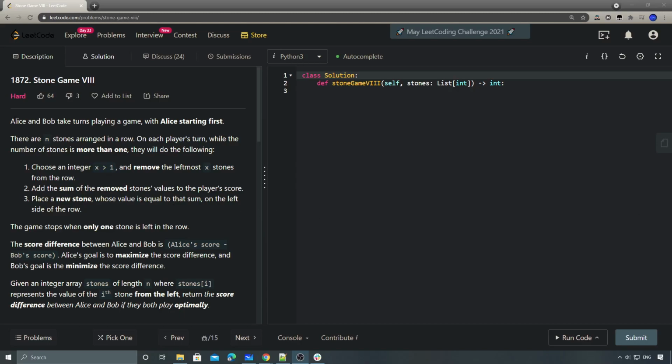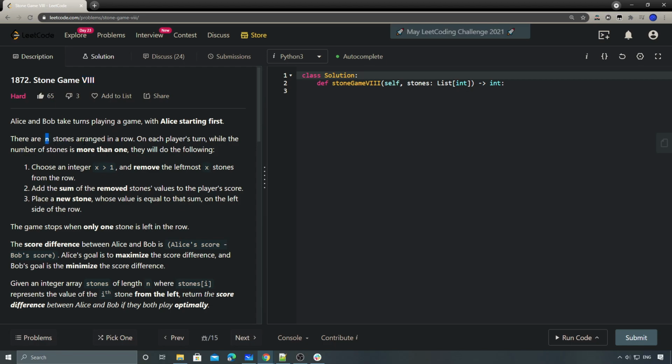So this time, number 1872, Stone Game 8, I believe. Wow, a lot of Stone games. Okay, so this time Alice and Bob are playing another Stone game, and this time the rule is like this.